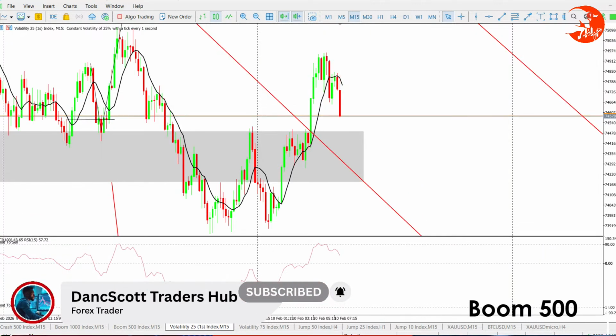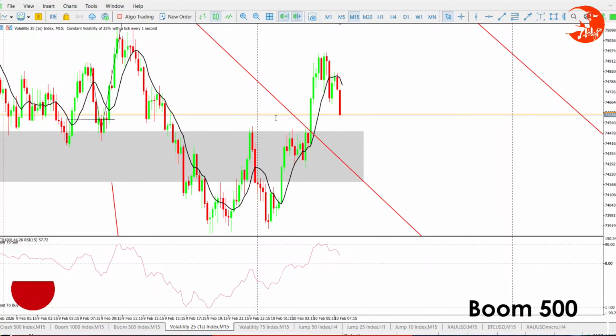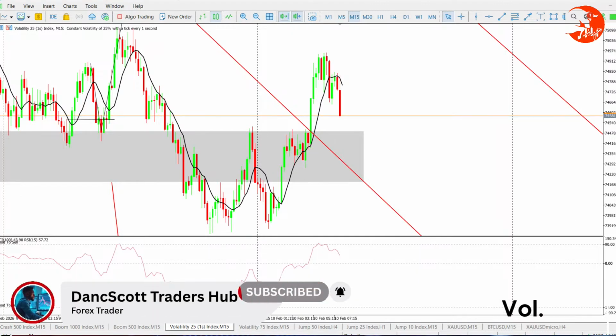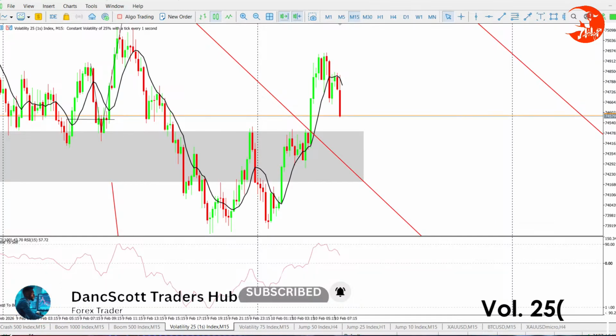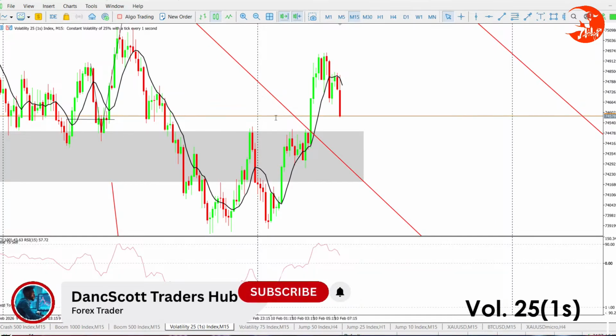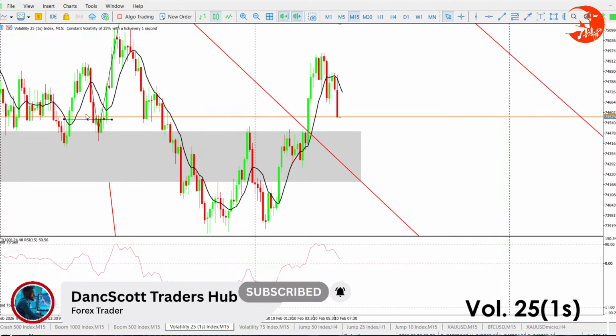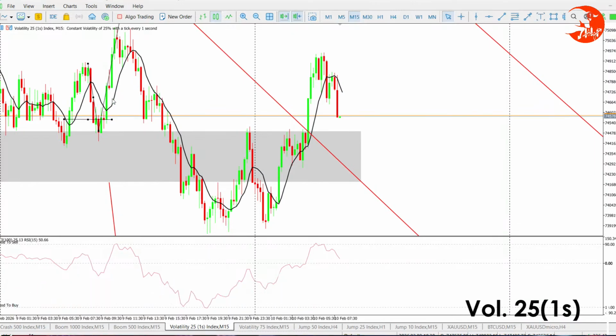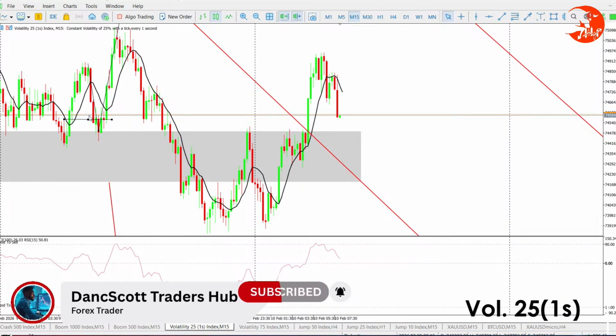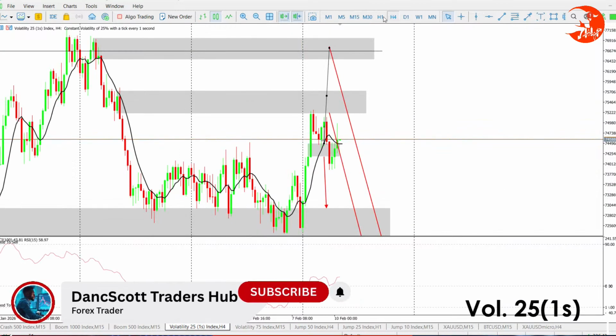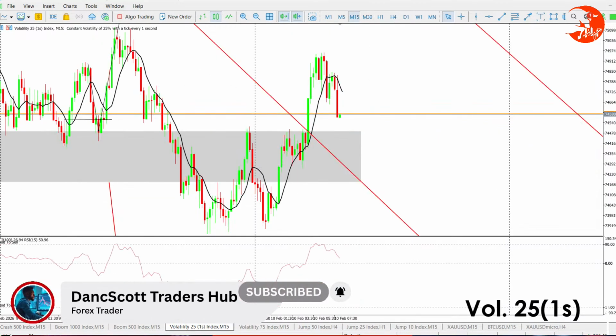Let's now head over to V25S. All right, remember yesterday most of these assets we were not following, we were not focusing on them because of how they were. We focused on a few, around 3 assets.